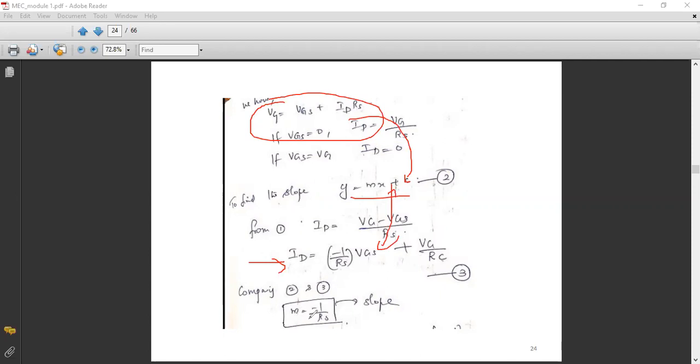So this indicates that when RS increases, the slope decreases. When RS increases, what will happen? The slope decreases, or the DC load line will become less steep. When the DC load line becomes less steep, then it is understood that the variation between ID1 and ID2 is very less. What are ID1 and ID2? These are the two distinct currents through the MOSFET.